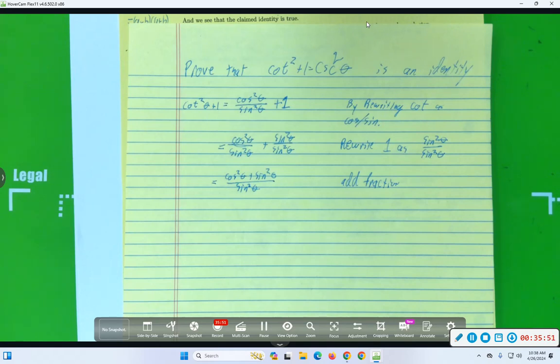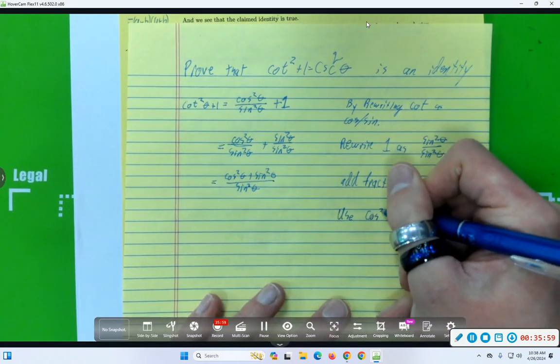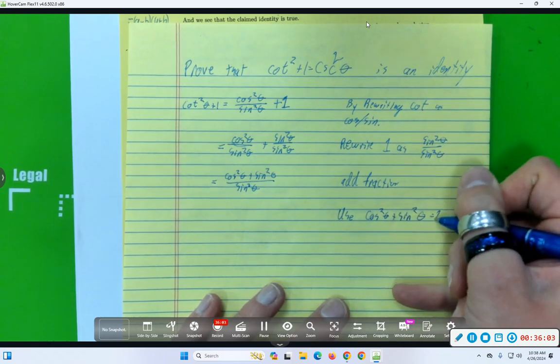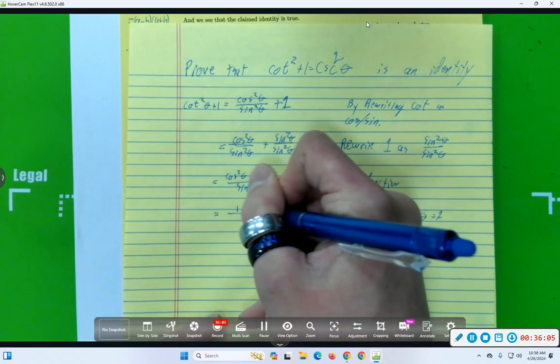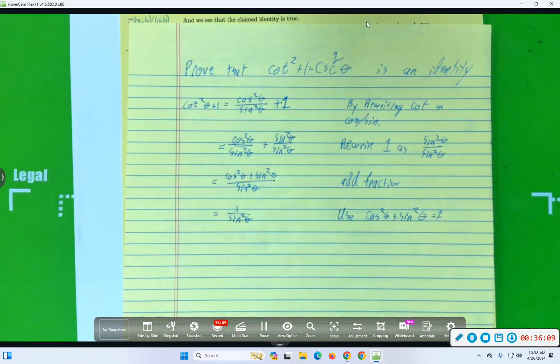Yeah. That top equals 1. So let's use cosine squared theta plus sine squared theta equals 1 to turn this into 1 over sine squared theta. All right. Are we almost done?